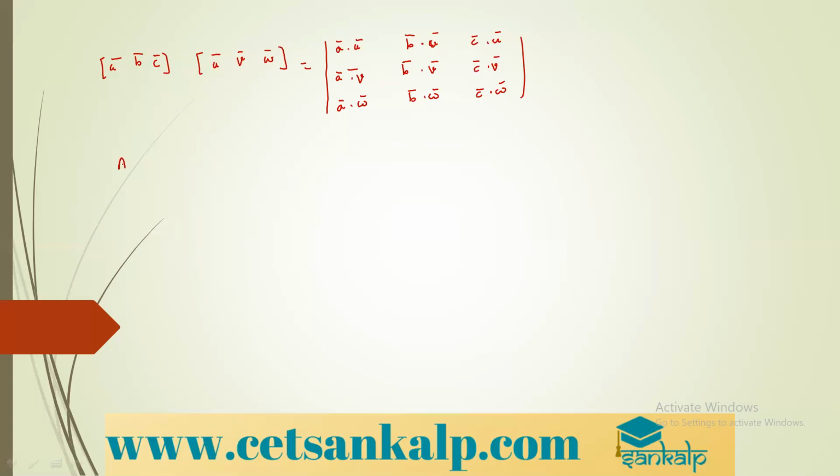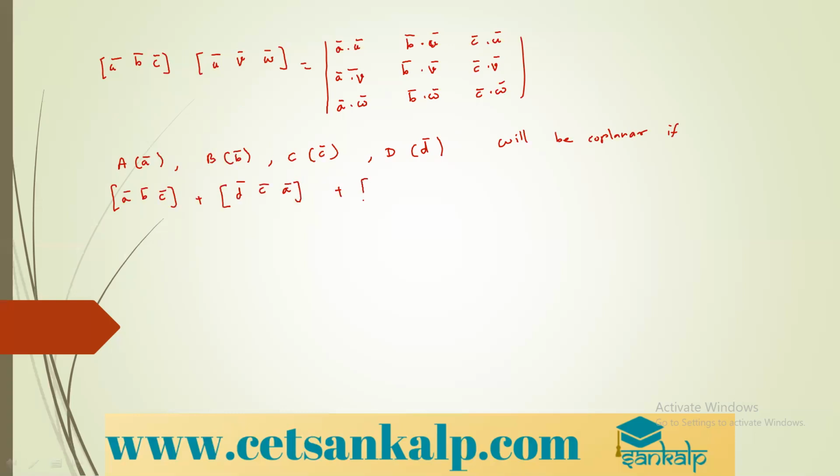Now, if there are 4 points A with position vector A, B with position vector B, C with position vector C, D with position vector D, they will be coplanar if box DBC plus box DCA plus box DAB is equal to box ABC.